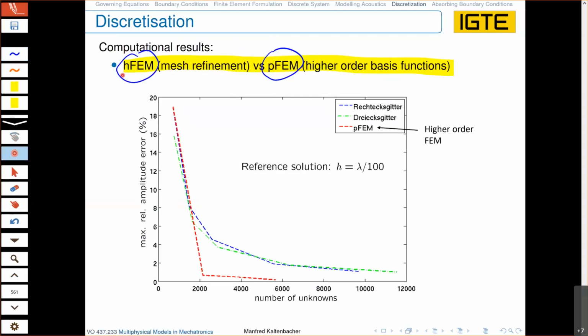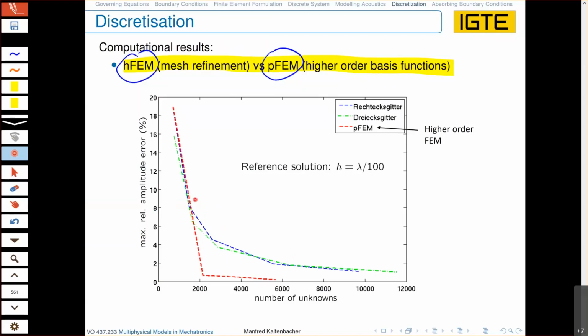And with HFEM, we keep the order of the finite elements, in this case, first order finite elements, and we refine the mesh. And as you can see here, you have an extreme reduction for the PFEM, it's the red curve. And then this just means, due to the precision of your computer, you cannot really reduce the error more as shown here. And you see you have this reduction of the error when you have the standard HFEM approach.